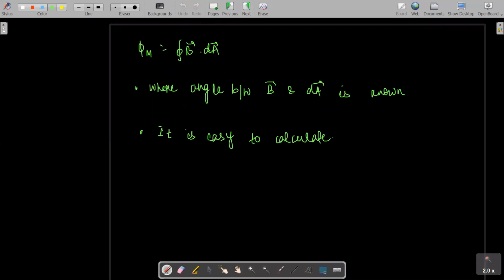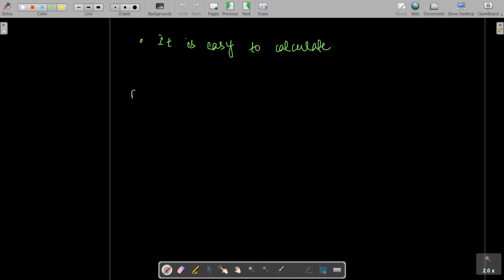Like, if the angle between magnetic field and area vector is 90 degrees, let us say pi by 2, what will be the flux, students? Can you tell me the value of flux here? Flux is equal to B dot A. The angle between B and A is pi by 2, so it will be equal to BA cos pi by 2, and we know cos pi by 2 is equal to 0, so in this case the value of flux will be 0.